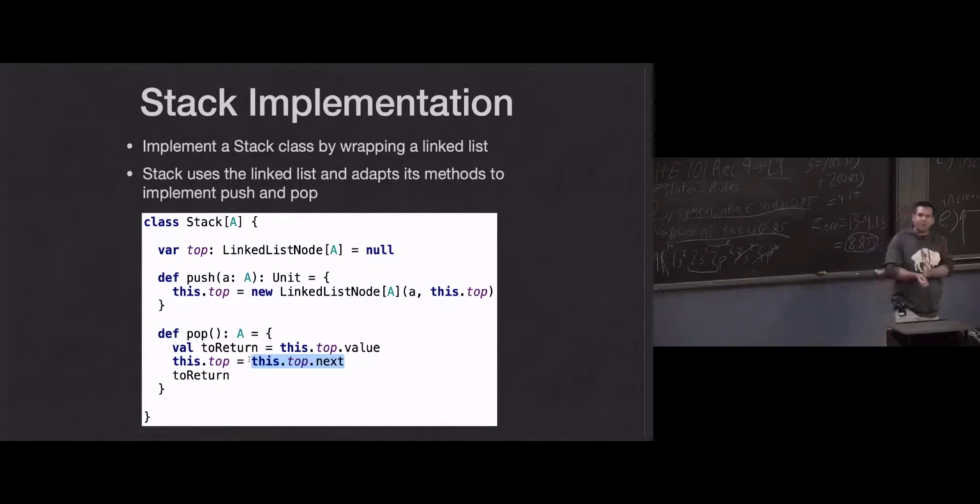We're going to update that reference to refer to that second element, and that effectively removes the first element from the linked list. So this is how we can implement push and pop. It's prepend and remove the first element by reference.